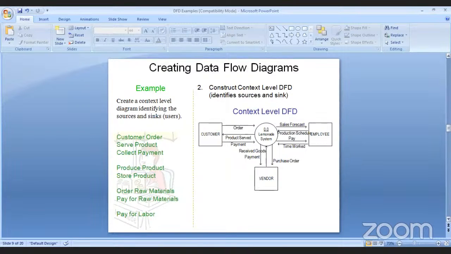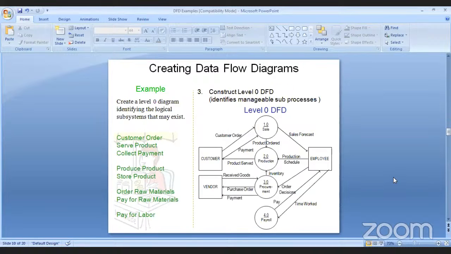Okay, then the time workload will be provided to the system. Then any vendor requests for goods or services, they will be accessed by the system, which will be further enhanced. You see, this is the next expanded level of the DFD.